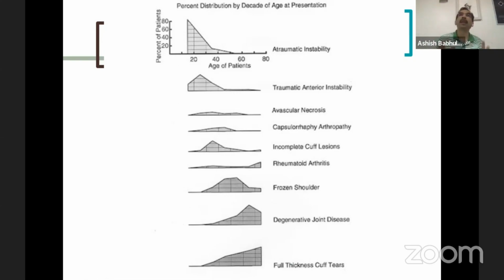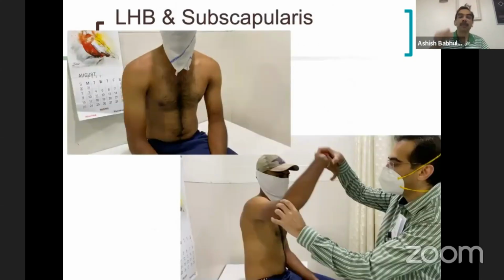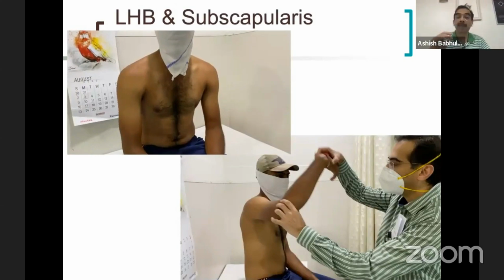So what I'm trying to tell you here is that it's a black swan event to see a full thickness rotator cuff tear in a young patient. At the same time, it is again unusual, not impossible, but unusual, to see a recurrent dislocation in a 70-year-old gentleman. I'm going to start with a history presentation.